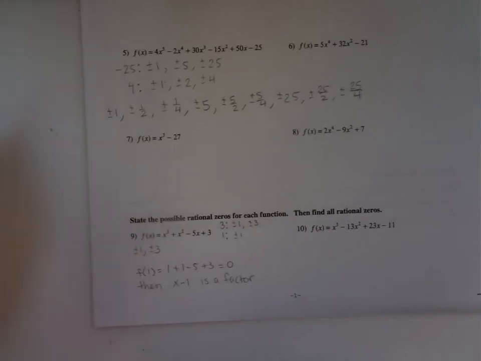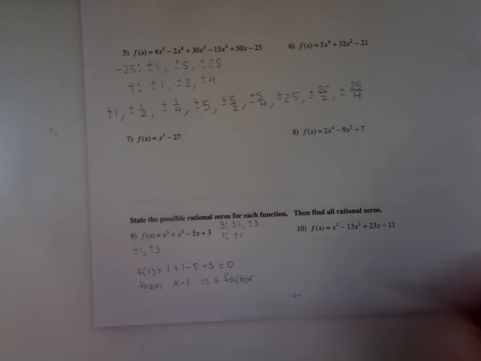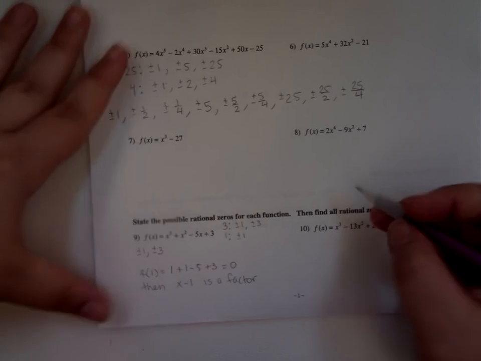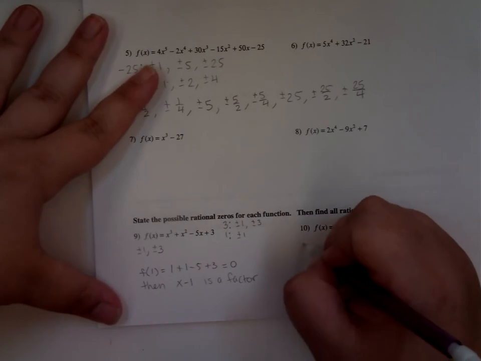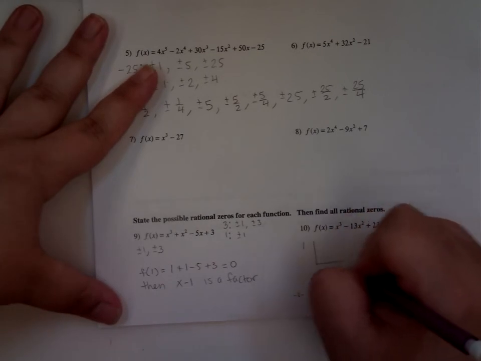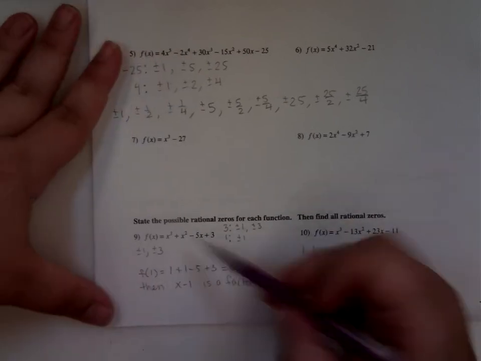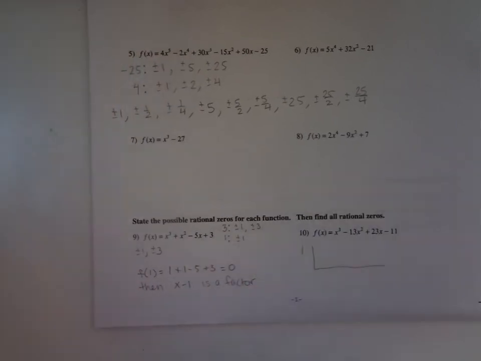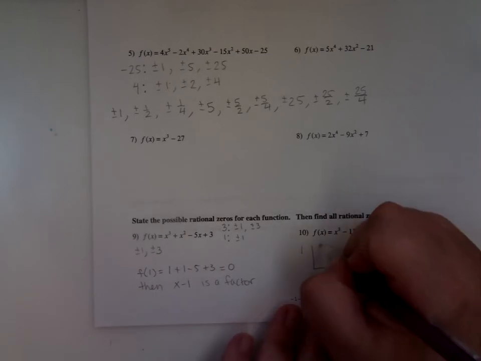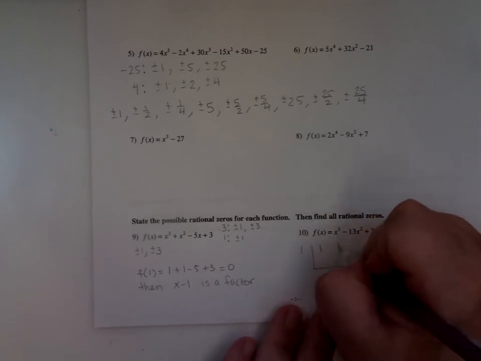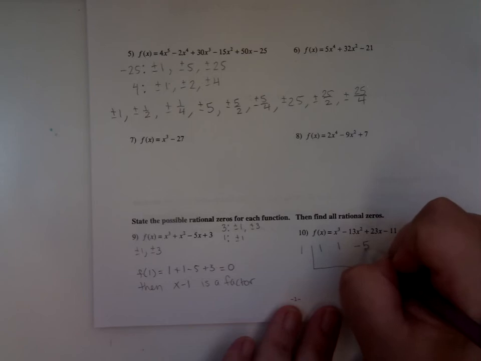X minus 1 is a pretty simple factor, so we can use synthetic division for this. I'm going to do this over here. We're going to put a 1 outside since it's x minus 1. And then we're going to put the coefficients from f of x on the inside of the box. So we've got 1x to the third, 1x squared, negative 5x, and a positive 3.